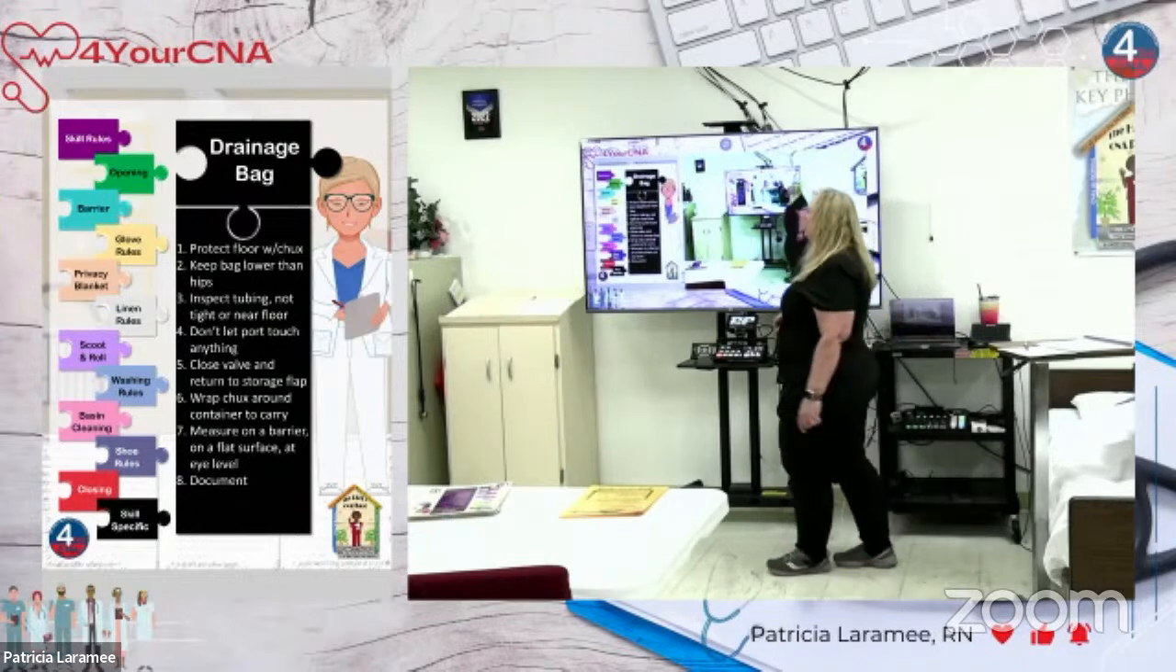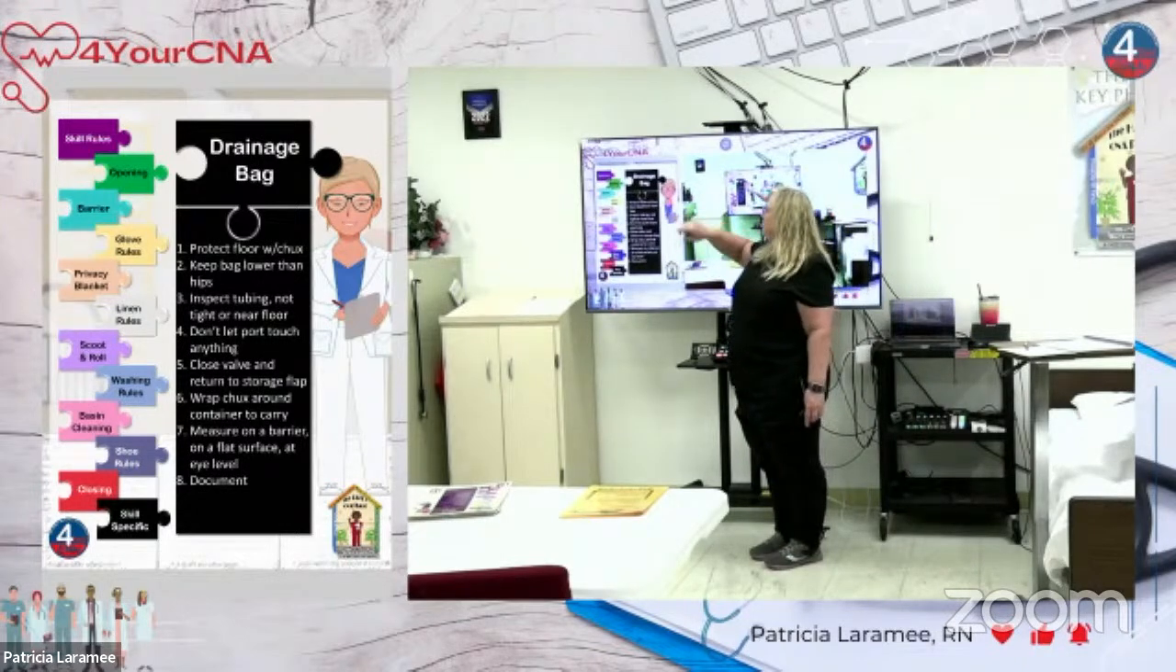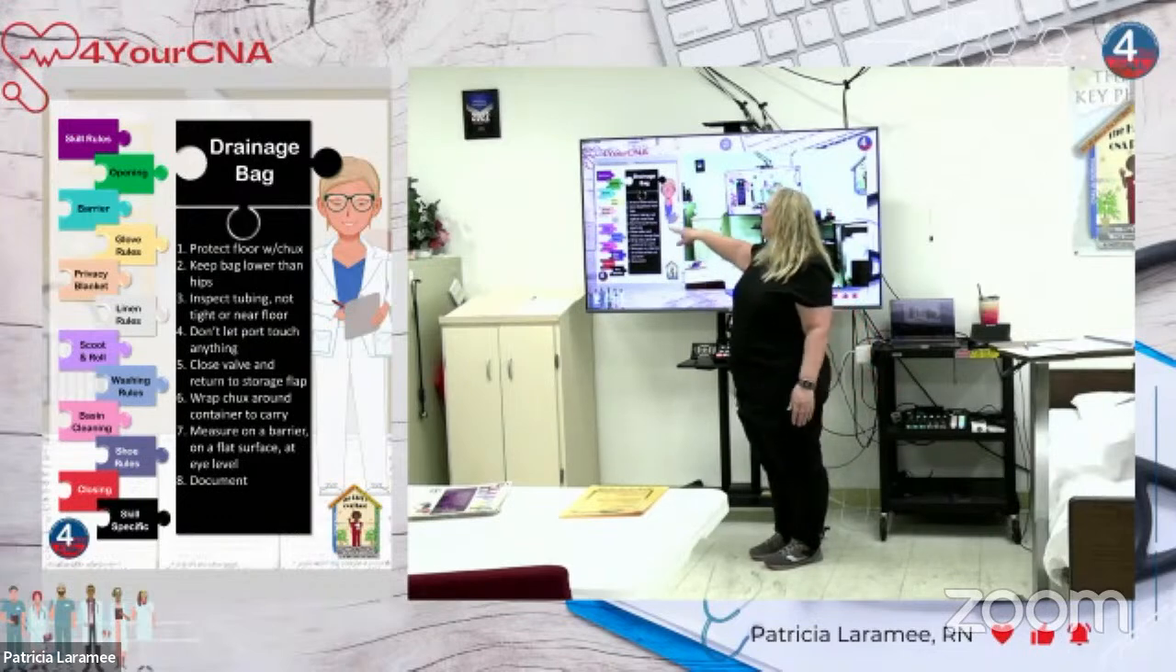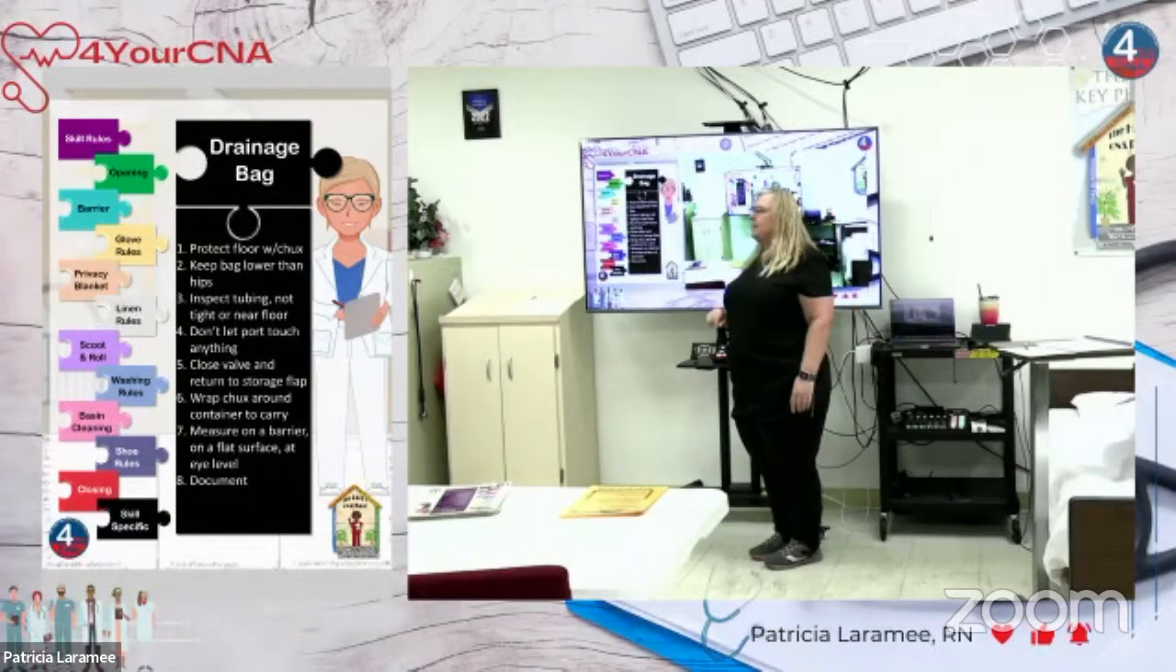All right. So here's our testing checkpoints. We're going to protect the floor. Keep the bag lower than the hips. You want to inspect the tubing. Make sure it's not near the floor. It's not kinked. It gives the patient room to move about in the bed. When we're measuring or when we're emptying, we don't want the port to touch anything. We'll make sure we close the valve and return it to storage. We'll wrap the chucks around it to carry. We're going to measure it on a barrier, on a flat surface, at eye level, and then we're going to document.